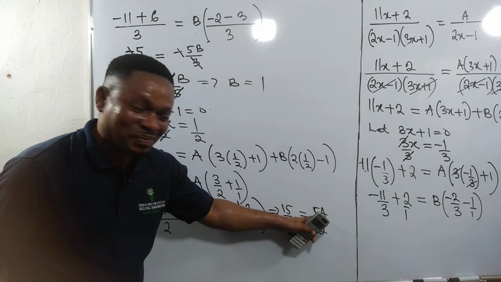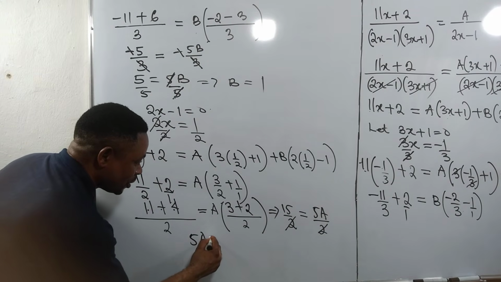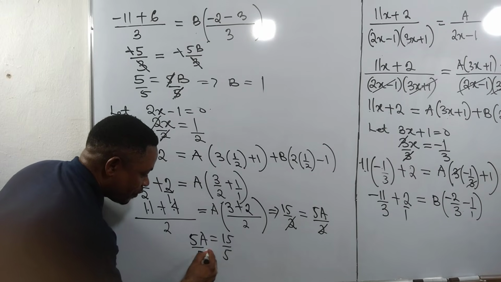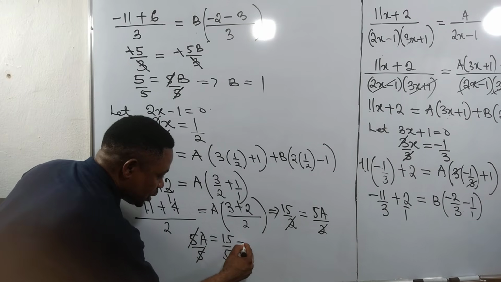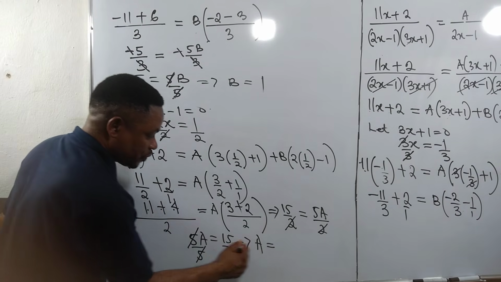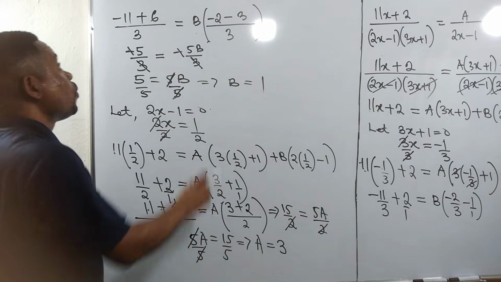I can make A the subject of the formula. Can I just say now 5A should be equal to 15? Divide by 5. Divide by 5. 5 cancels 5. So this implies that the value of A is now equal to 5 can go into 15 how many times? 3 times. So can you observe that we have gotten A, we have gotten B?